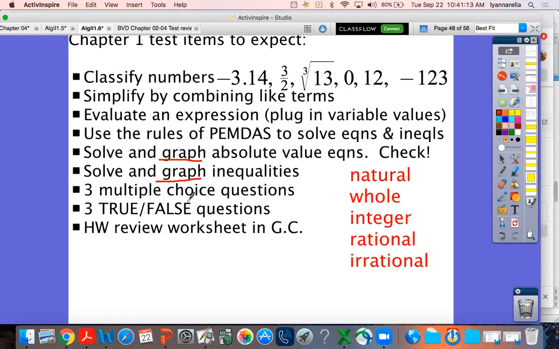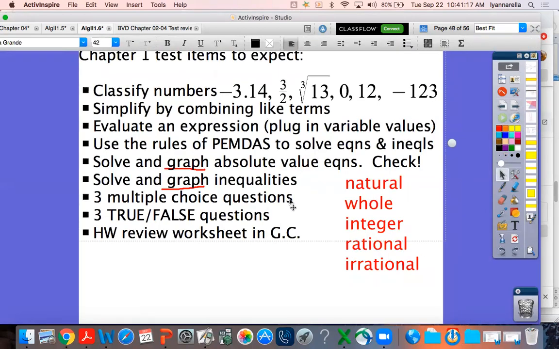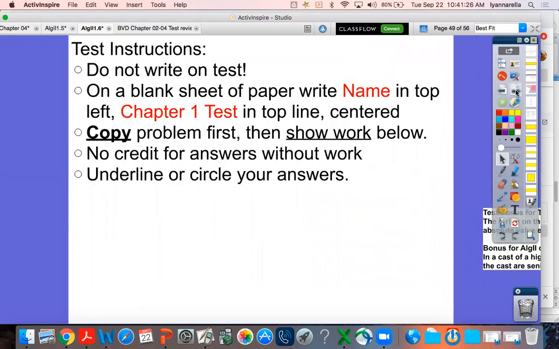I will probably have more than 3 multiple choice questions. I'm thinking they're mostly going to be multiple choice. I'll just say multiple choice and true falses, but I don't know how many yet. And the homework review sheet is already posted in Google Classroom. So let me do one more PEMDAS.